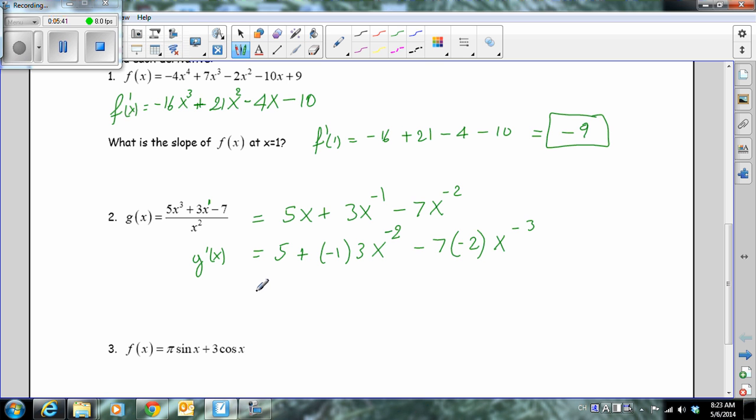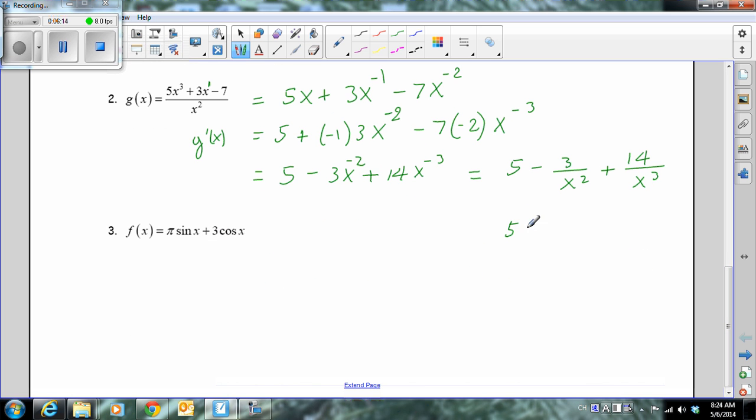I can rearrange this one to say this is equal to 5 minus 3x to the power of negative 2, plus 14x to the power of negative 3, which is equal to, if you want to make it slightly fancy, 5 minus 3 over x squared plus 14 over x cubed. And in case you want to write it with a common denominator, it will be 5x cubed minus 3x plus 14 over x cubed. And I think this is the fanciest answer.